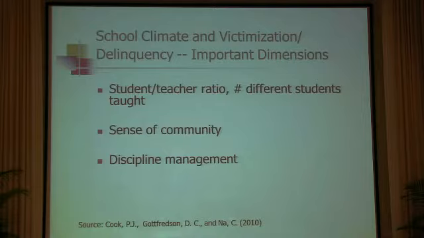The student-teacher ratio, or the number of different students taught by the typical teacher, and those aspects of the way schools are organized for instruction directly influence the second aspect, which is sense of community or sense of belonging in the school. And part of that sense of community involves shared beliefs about what are acceptable behaviors in the school. And then the third aspect is consistent discipline management supporting those norms.